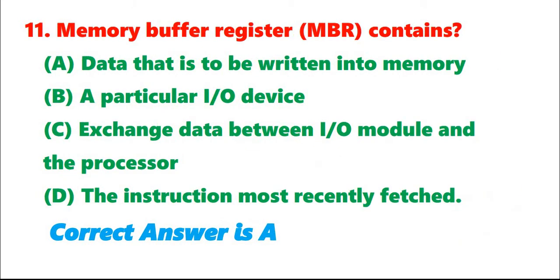11. Memory buffer register, MBR, contains: A. Data that is to be written into memory. B. A particular I/O device. C. Exchange data between I/O module and the processor. D. The instruction most recently fetched. Correct answer is A.